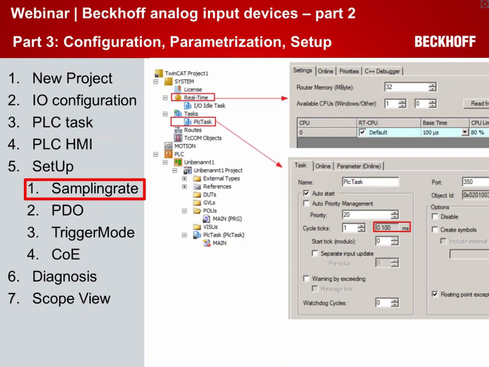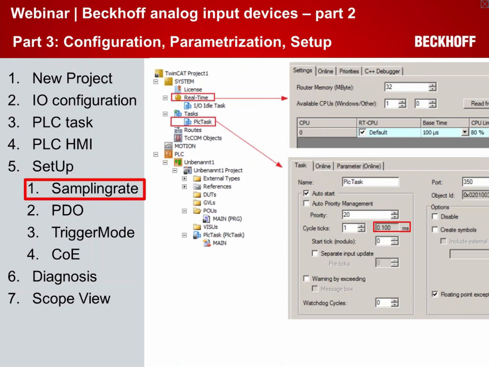So there are 4 things to think about: the sampling rate, PDO selection, trigger mode and CoE. The sampling rate depends on the task cycle time that you use in your system to link to the terminal. So the same cycle time that you use in the task is the same sampling rate at which you trigger the analog input in most terminals. Some terminals are slower, for example temperature measurement terminals, and other terminals are faster, for example oversampling terminals. Here in this screenshot, you see that the task is running with 100 microseconds cycle time, and so also the analog inputs will be read out with 100 microseconds.